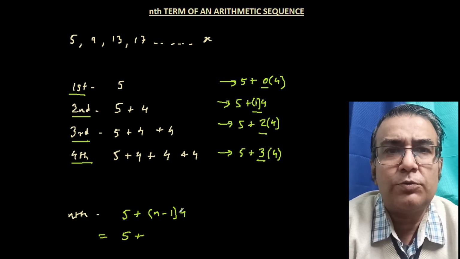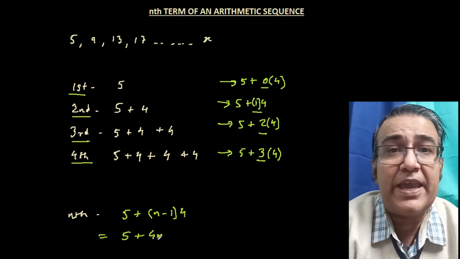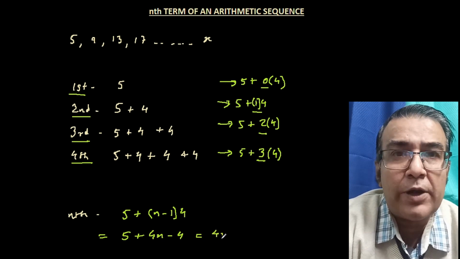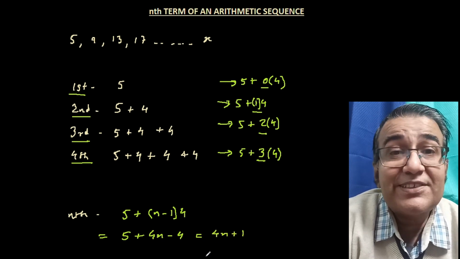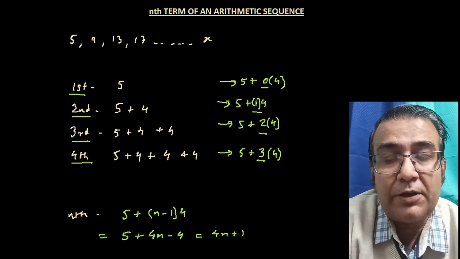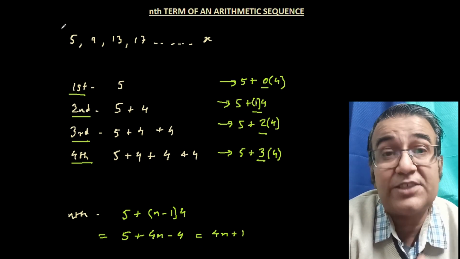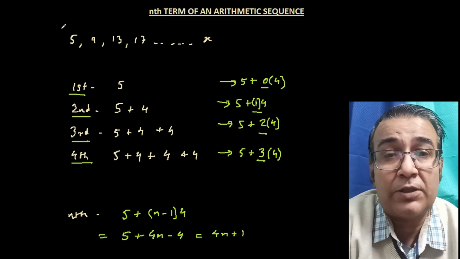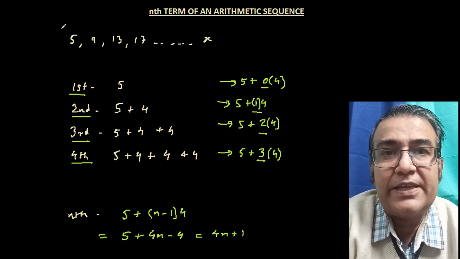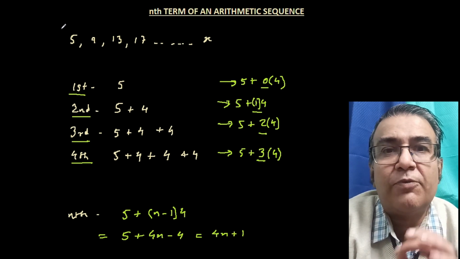distribute this 4 to these brackets. So 4 times n is 4n, and 4 times negative 1 is minus 4, and simplifying this, we get 4n plus 1. Now this is the formula, or this is the nth term of this particular arithmetic sequence. It changes for every sequence depending on what the first term is and what the difference is, but for this particular sequence, this is the formula for the nth term.